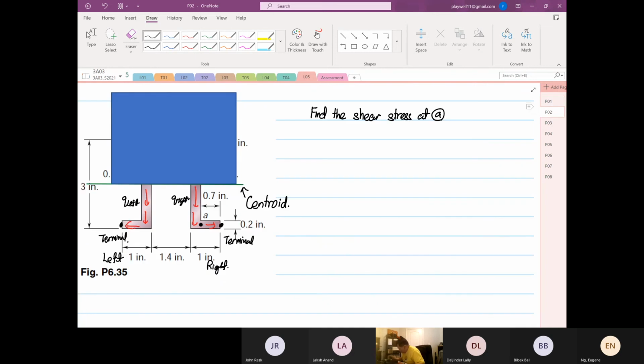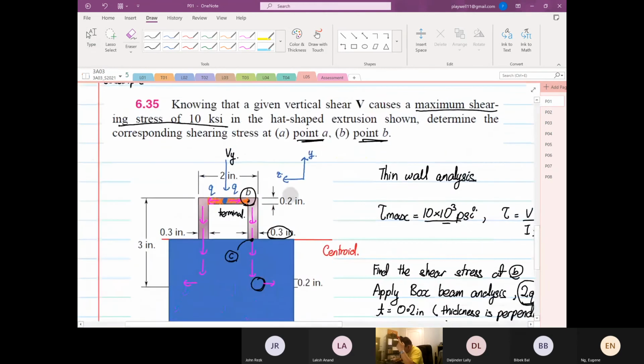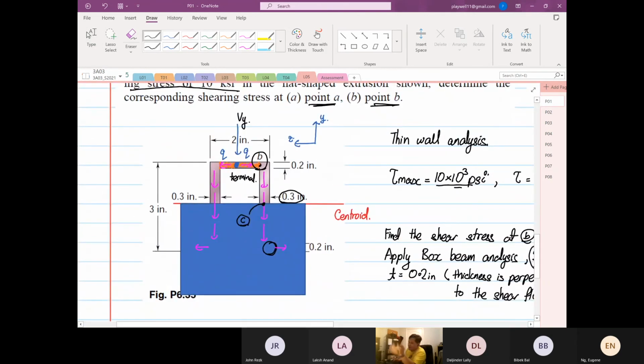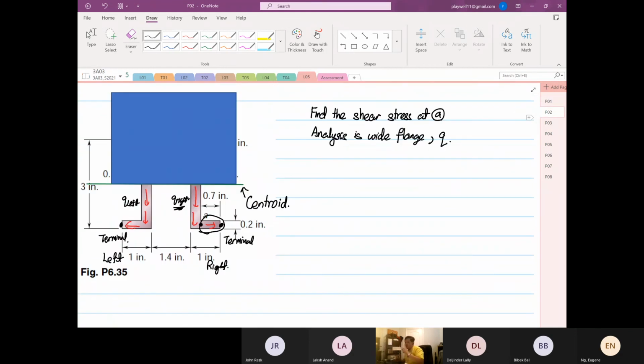Now the analysis is wide flange, and now it's no more 2Q, because at point A it's only Q on the right-hand side. There's only one Q. Before that, you have Q going towards the left and towards the right. Well, at point A, you only have one Q value.